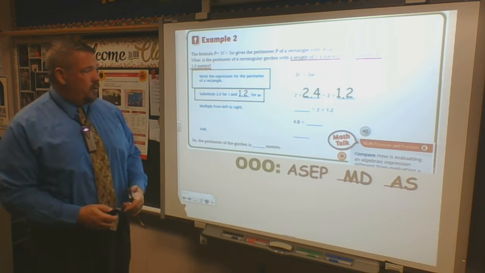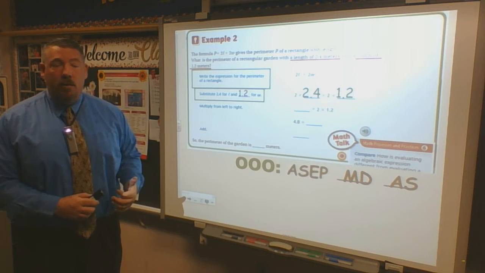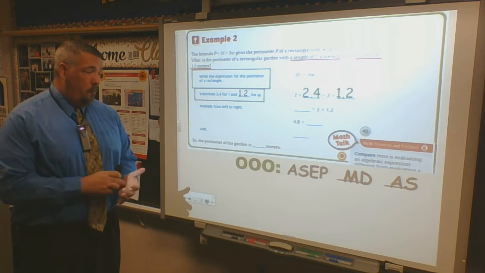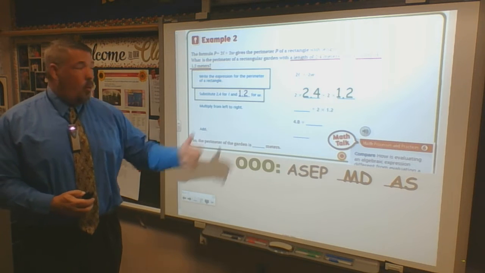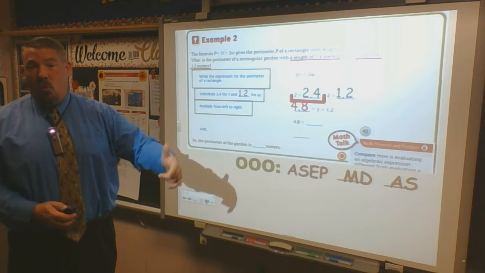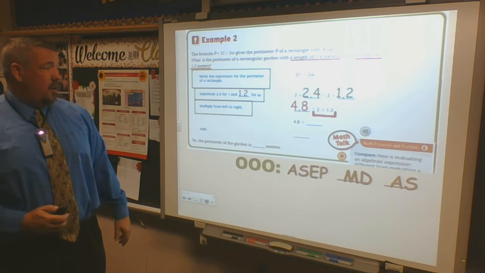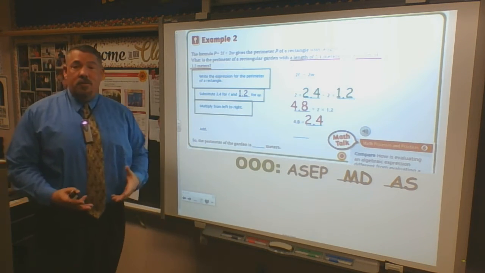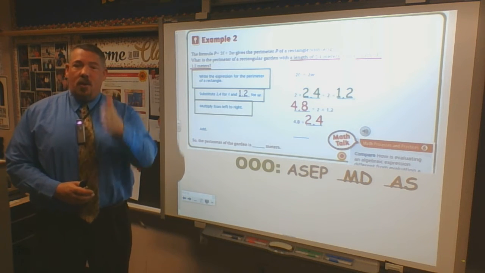2.4, 1.2. And then I have to do my multiplication and division from left to right. So I'm going to multiply 2 times 2.4. Well, 2.4 on my handy-dandy calculator times 2 gives me 4.8. When I get 4.8, then I have to figure out what 2 times 1.2, 1.2 times 2 equals, well, that's going to give me my 2.4. So now I'm left with addition of decimals.